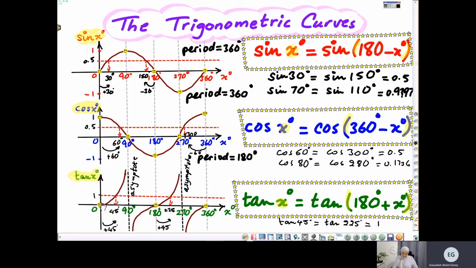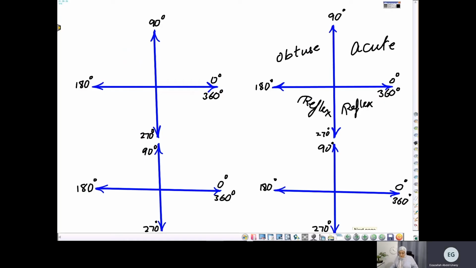Tan curve cuts the x-axis here at 3 points, at 0, 180, and 360, because the period is 180. 0 plus 180 is 180, 180 plus 180 is 360. And between these smileys, exactly in the middle, you find an asymptote at 90 degrees. Between these two smileys at the middle, you find this asymptote at 270 degrees, which the curve approaches but never touches.